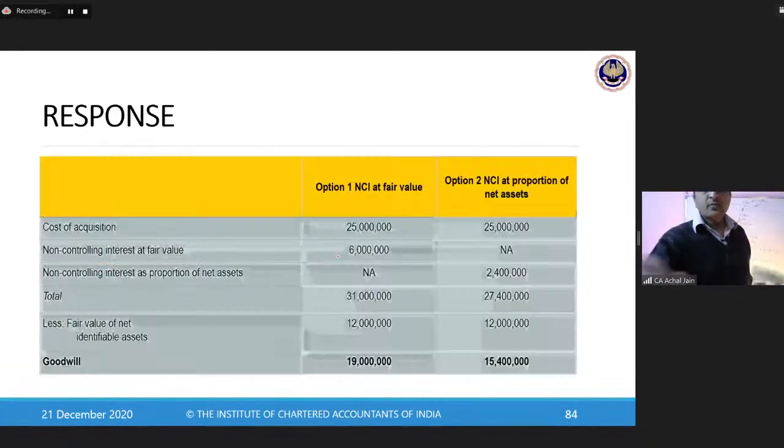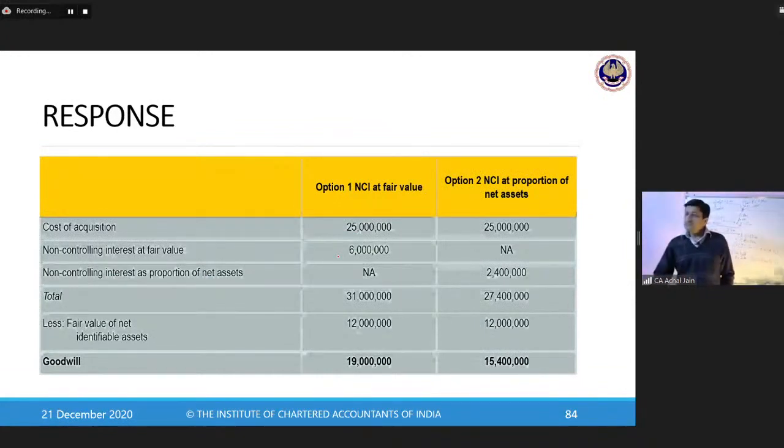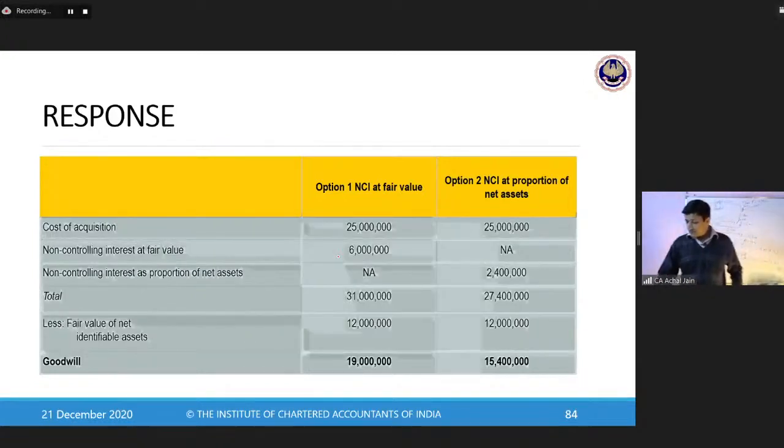Now, let's move further. Now we will start computing goodwill. And when we compute goodwill, we have two options available: either to measure NCI at fair value or to measure NCI at proportionate share of fair value of net assets. Depending on the option chosen, the amount of goodwill may change and a capital reserve may arise. So what do we start with? We will start with the cost of acquisition. What does it mean?